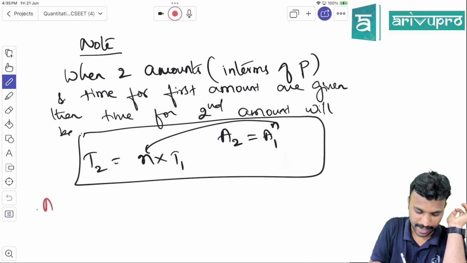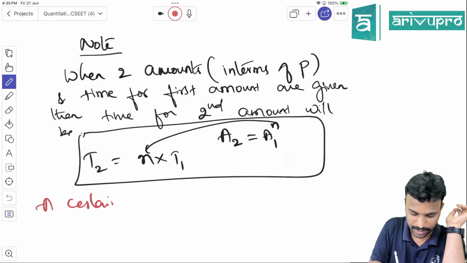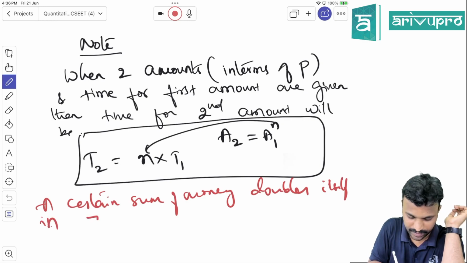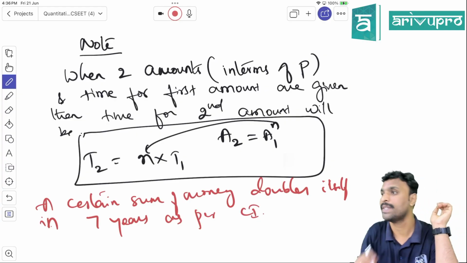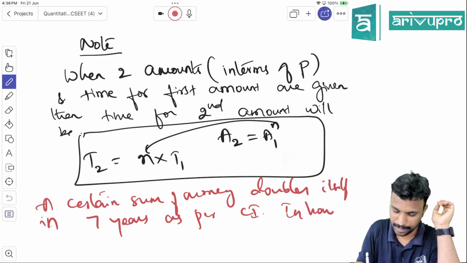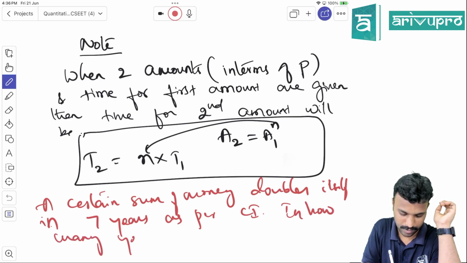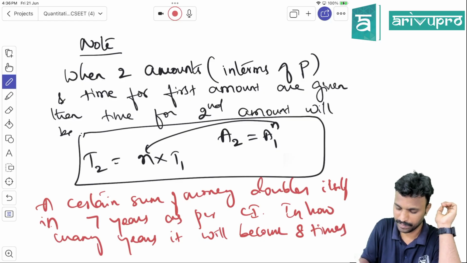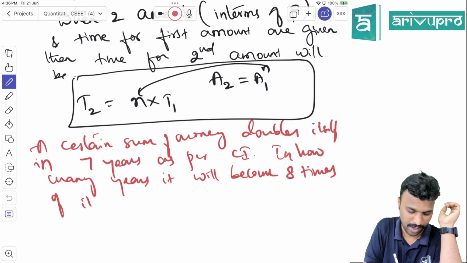Look at the question. A certain sum of money doubles itself in 7 years as per CI. In how many years will it become 8 times of itself?